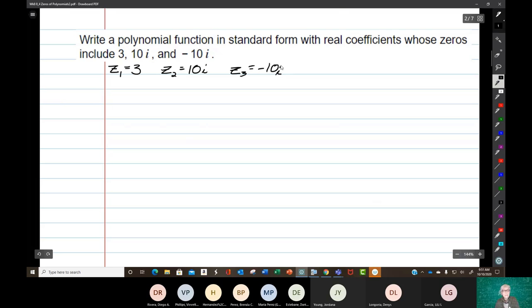You're going to find that in the polynomials we build in this class, whenever you have a 10i, you're going to have its conjugate negative 10i. Whenever you have negative 10i, you're going to have its conjugate positive 10i. Complex numbers will always occur together.